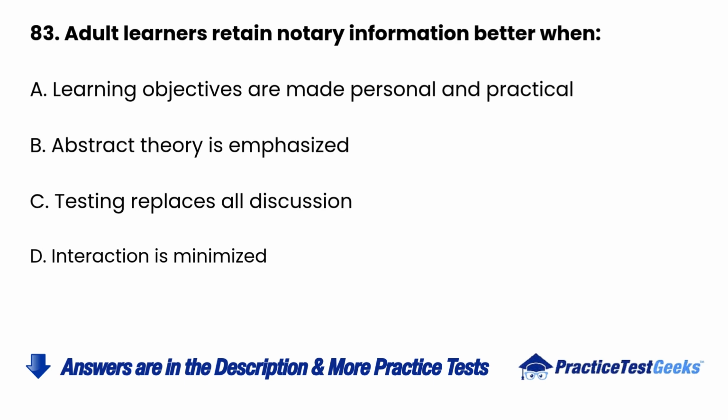83. Adult learners retain notary information better when A. Learning objectives are made personal and practical. B. Abstract theory is emphasized. C. Testing replaces all discussion. D. Interaction is minimized.